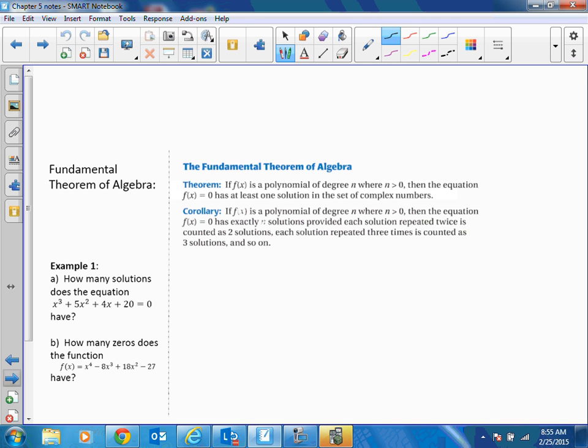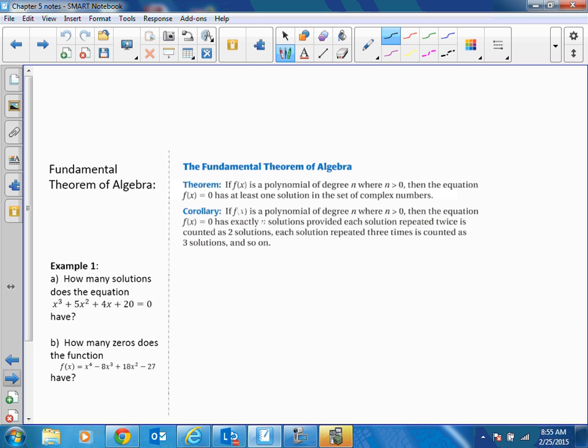The fundamental theorem of algebra, I know that's kind of complex, basically means that whatever your biggest exponent is, that's how many solutions you should have. Some of those solutions might be the same solution, that's multiplicity, and we'll talk about that. Some might be imaginary, some may be irrational, like square roots, but you should have that many solutions as the exponent.